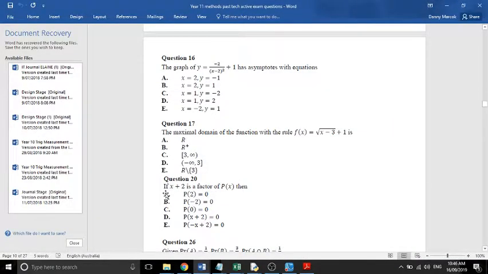Next one along, if x plus 2 is a factor of p of x, then we're looking for how it works equaling 0. It means that if we were to substitute -2, it would equal 0, so it ends up being b. So whatever the thing is here, we take the opposite sign and we substitute that number in there. That's what we end up with for that one.